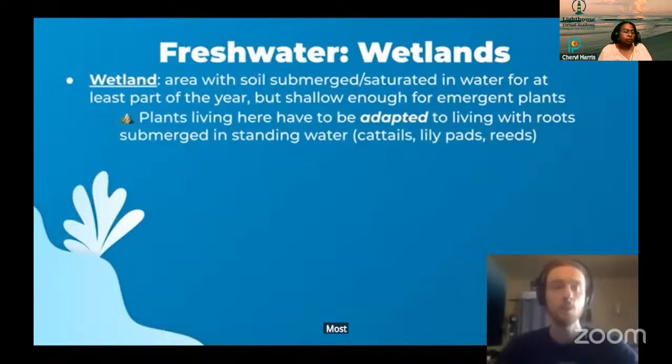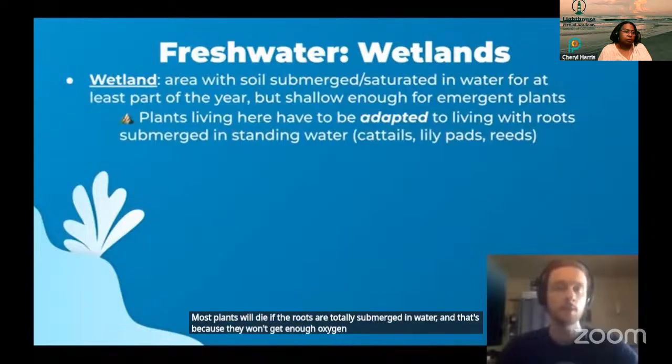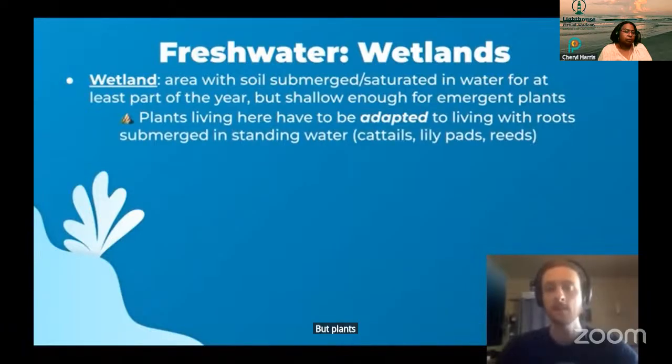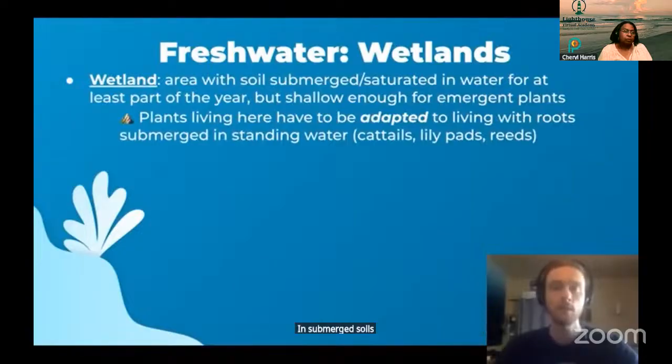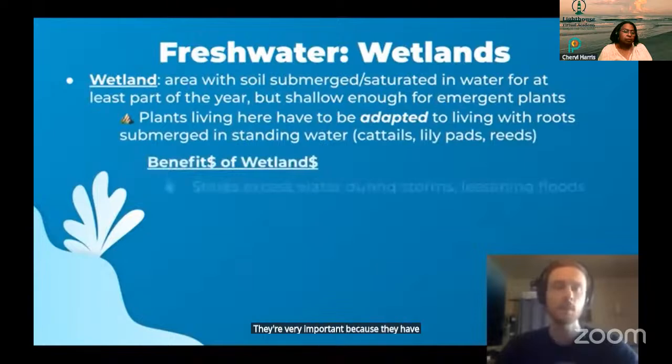Most plants will die if the roots are totally submerged in water, and that's because they won't get enough oxygen. They'll essentially suffocate. But plants like cattails or lily pads or reeds all have adaptations that allow them to survive in submerged soils. That is the key distinguishing factor of a wetland. They're very important because they have a whole host of benefits.